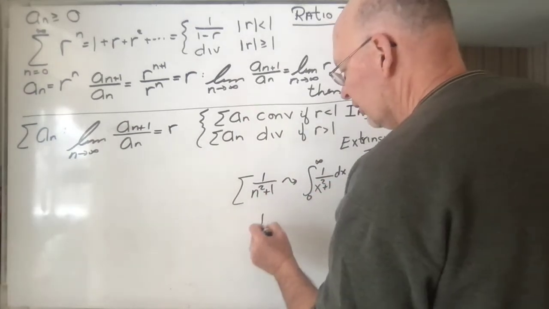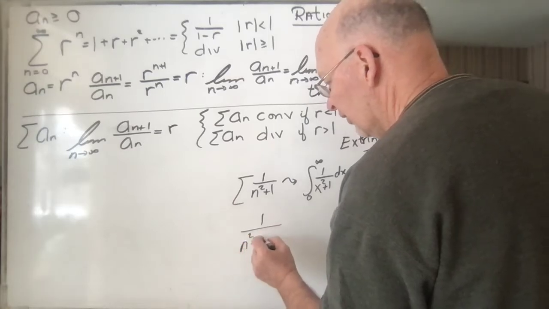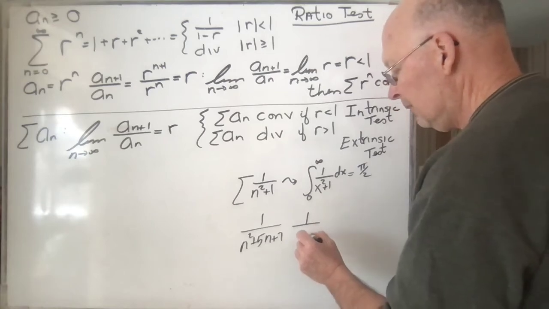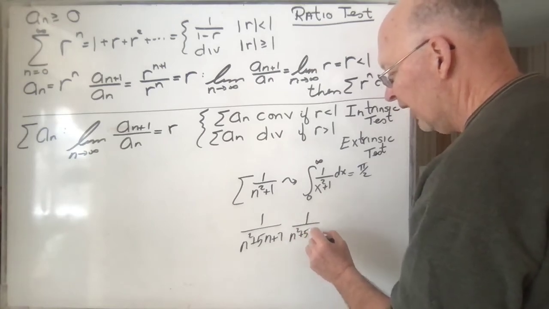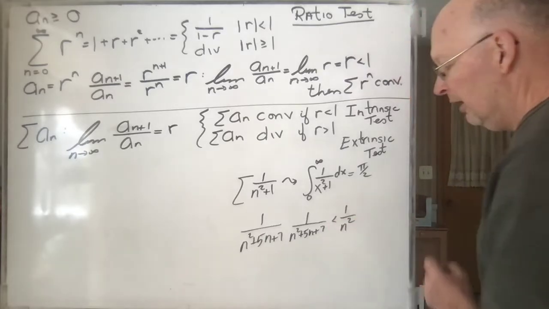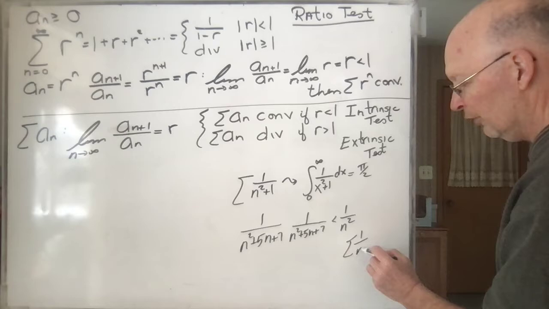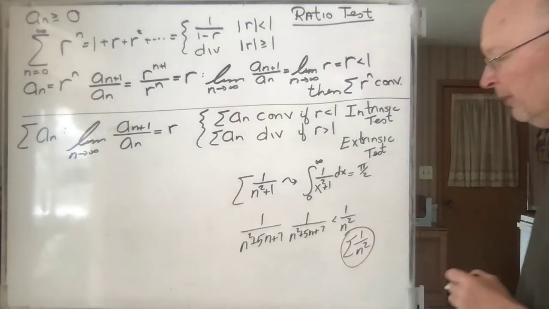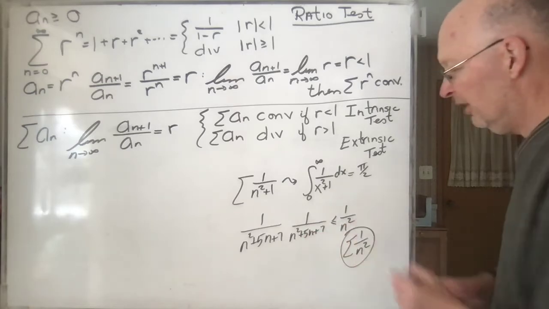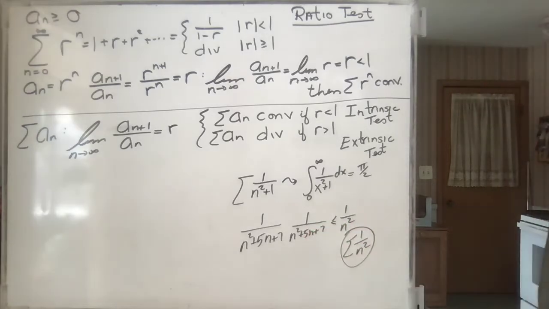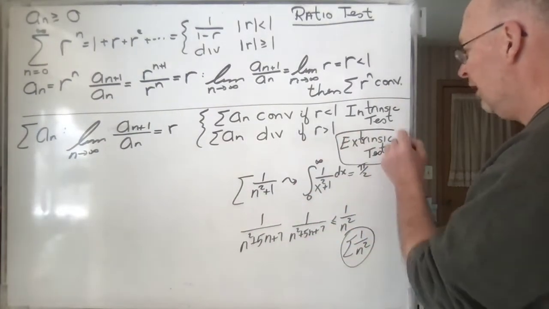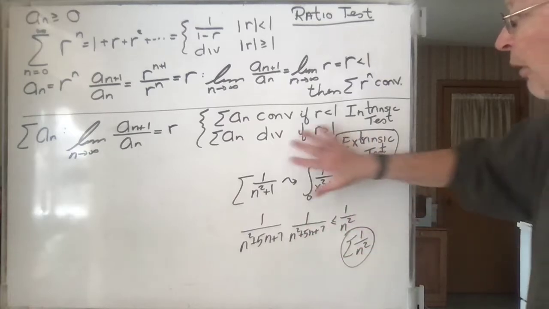Or you could do what? You could go 1 over n squared plus 5n plus 7, and you can say, oh, I know that 1 over n squared plus 5n plus 7 is going to be less than or equal to 1 over n squared. And I know that this series here converges by the p-test, which is basically by comparing it to an integral. And so since these are all less than or equal to these, that means that this one here is also going to converge. Okay? So these are all extrinsic tests. You're comparing it with something else that you already know.